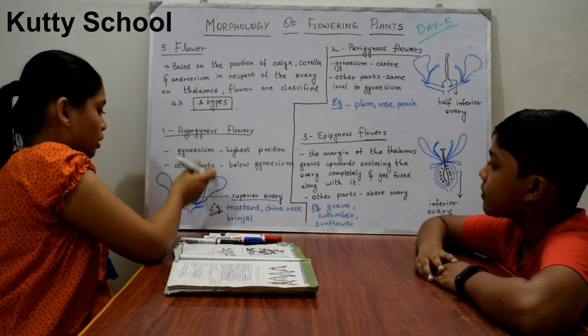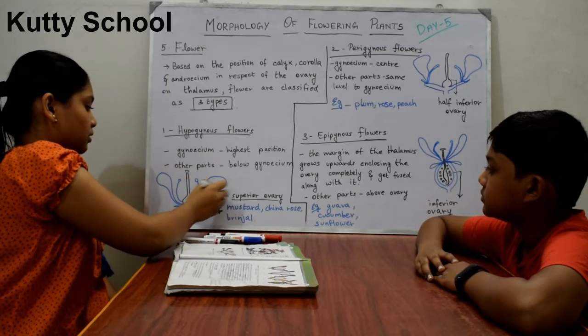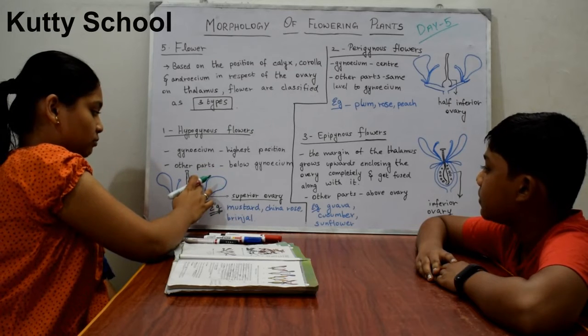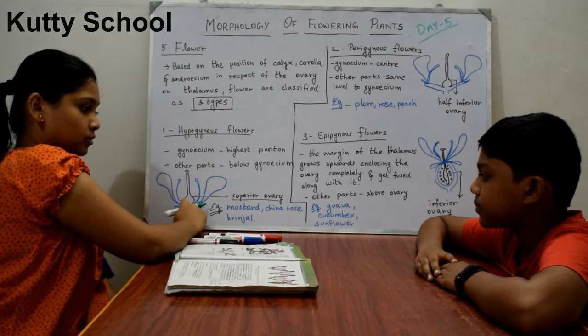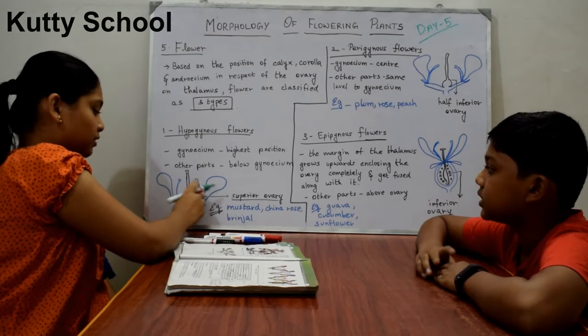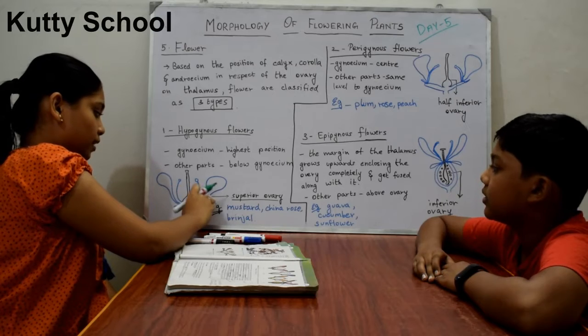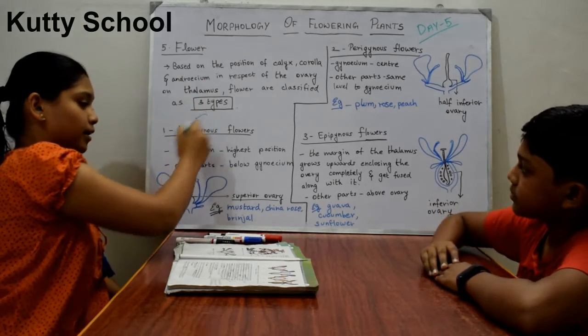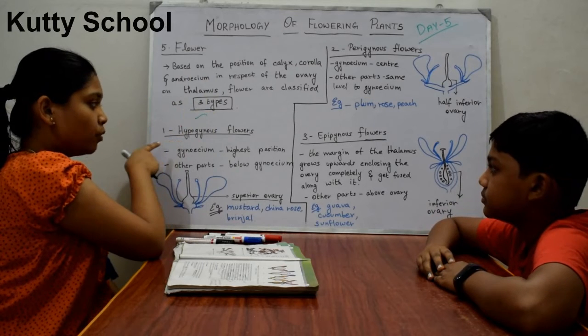These are the stamens, petals and sepals: androecium, corolla, calyx. How are these three placed with respect to the ovary? They are placed under the ovary, at the same level of the ovary, or above the ovary. Like that there are three types. The first one is hypogynous flowers.